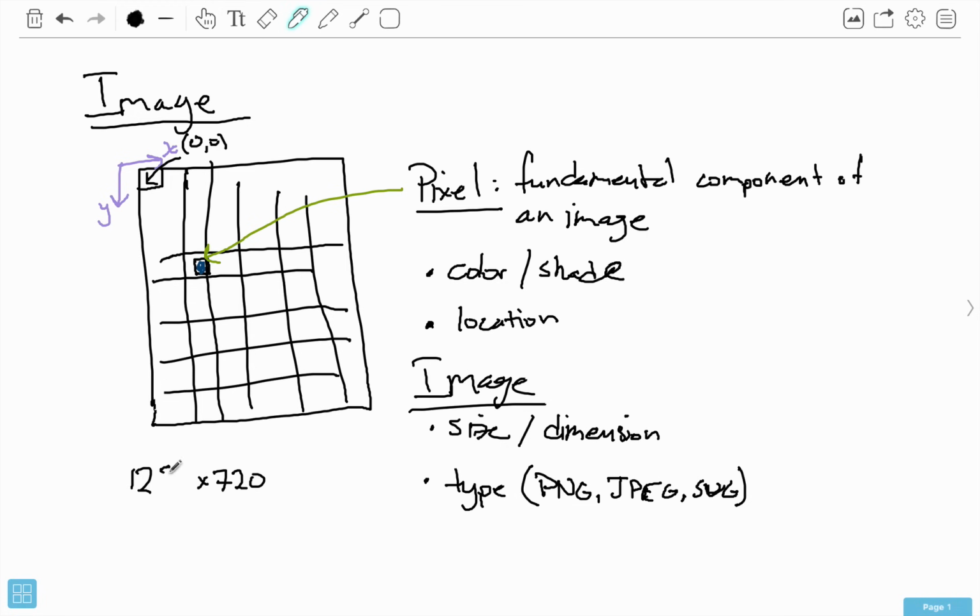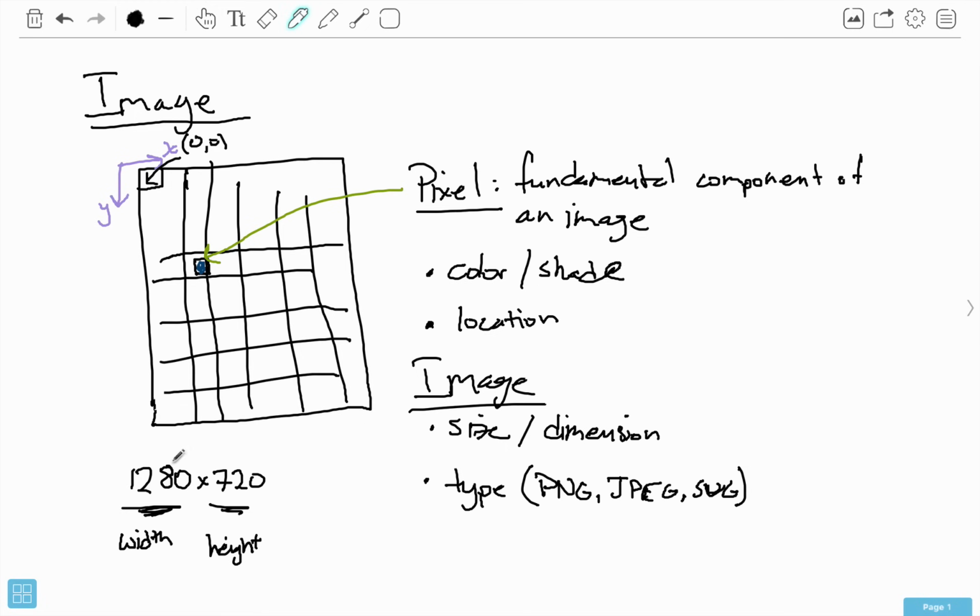1280 by 720. So sometimes we see images that look like this, and so what does this actually mean? Well, it means that this first portion here represents the width of our image, and this is the height of our image, and this is in pixels. So we measure image size or dimension in pixel values.